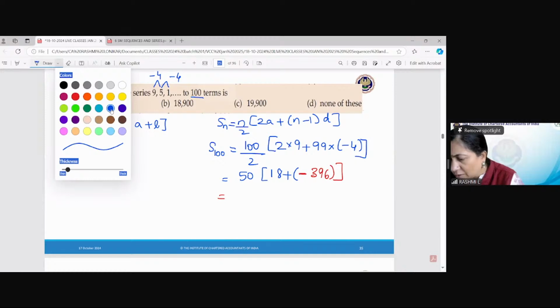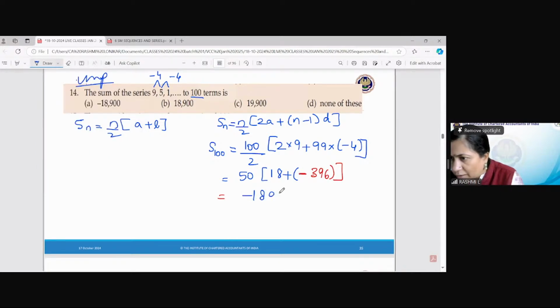Plus 18, 378. Into 50, I get 18 minus 18900. Yes, Pavan, but with a minus sign. Why? Because you are getting that as minus. Okay.